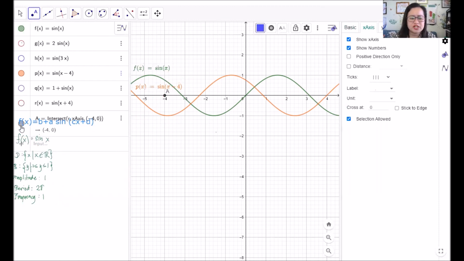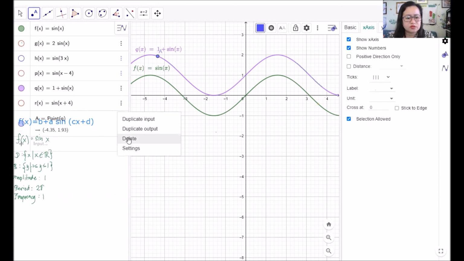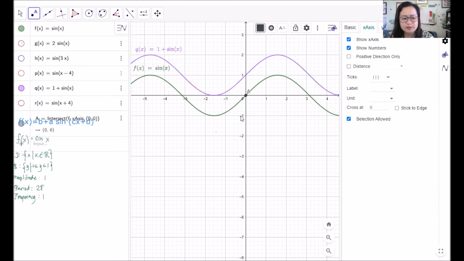Okay, now what if we have a change in the value of b? What happens if there will be a change in the value of b? Okay, so I'll remove first the other function. So you see now the graph of q of x equals to 1 plus sine x. So from 0, there is a change in the value of b. It becomes now 1. So take a look. If this is the origin, okay, both the x and y intercept of sine x, this time it seems that there is a shift upward, or translated upward. So from 0 to 1.